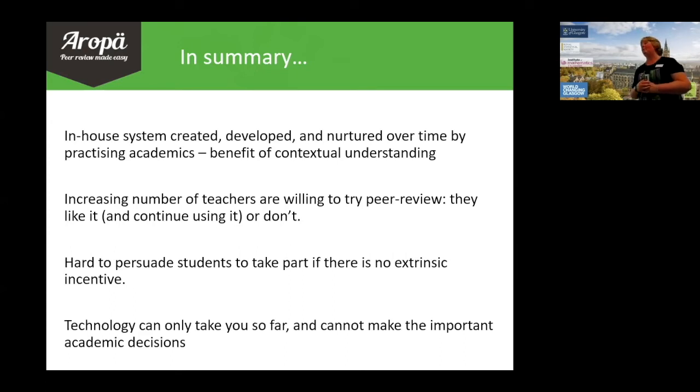More and more people think they want to use it, and many of them continue using it, but we do get people who just decide it's not for them. And that's okay. If it's not for them, it's not for them. It's hard to persuade students to take part if there's no intrinsic incentive.